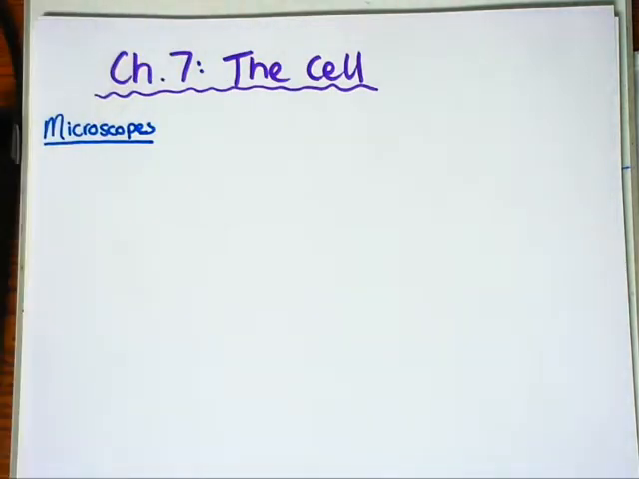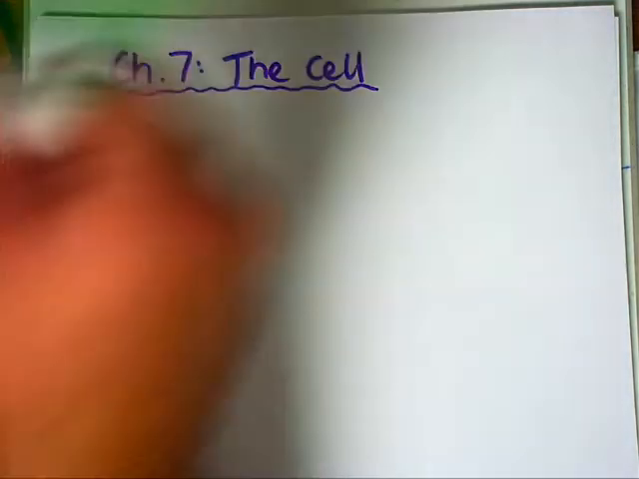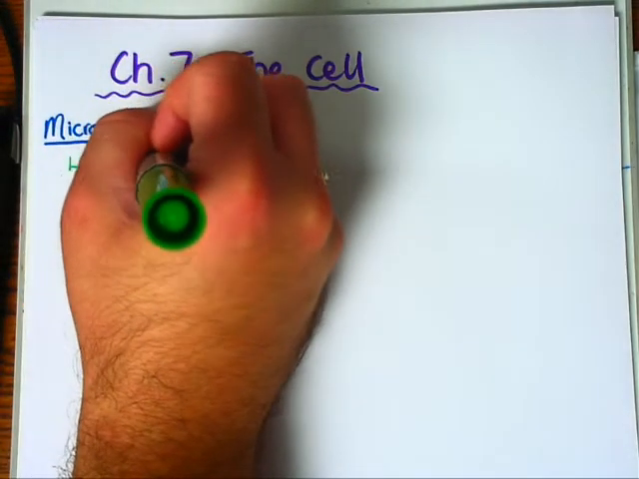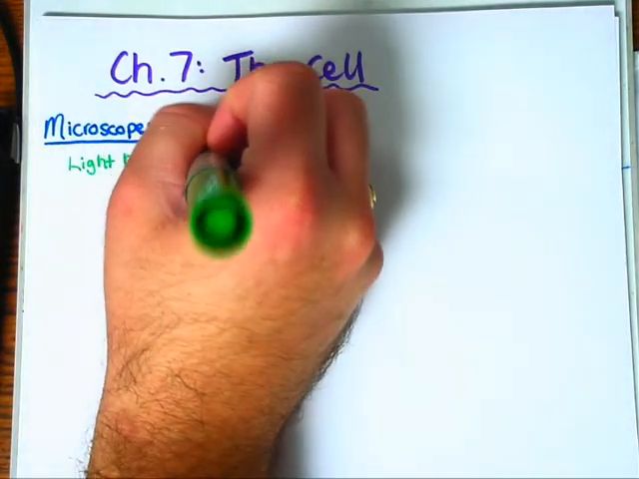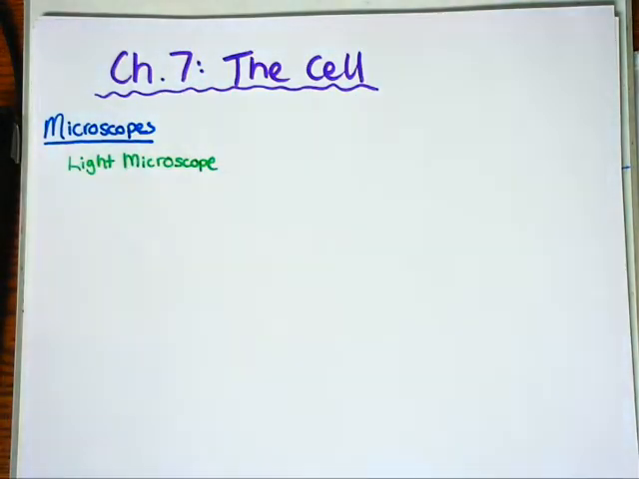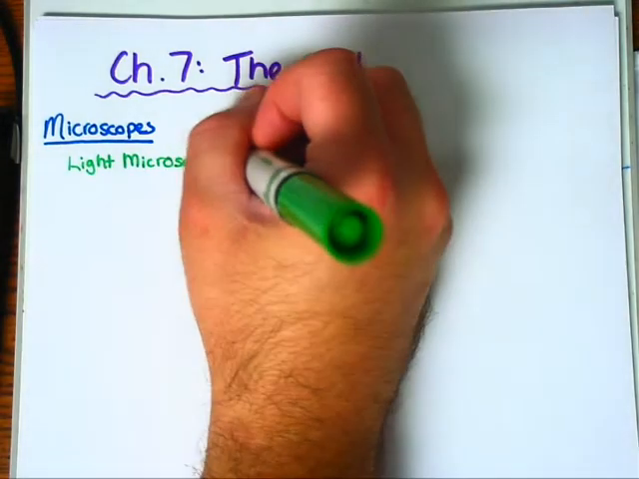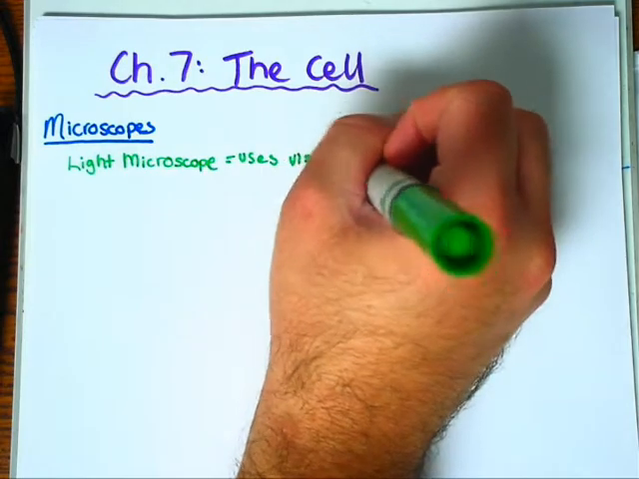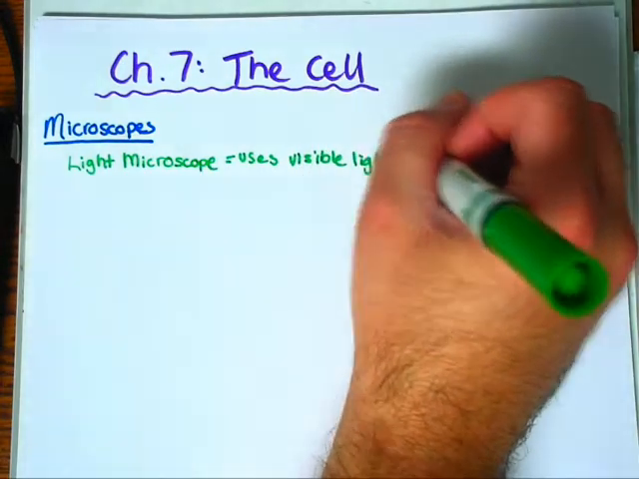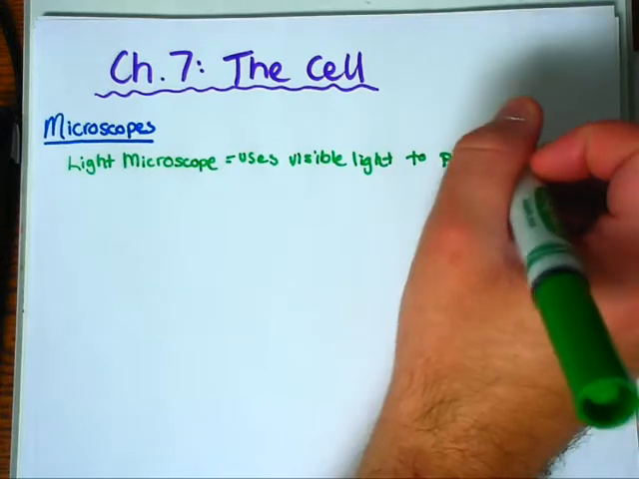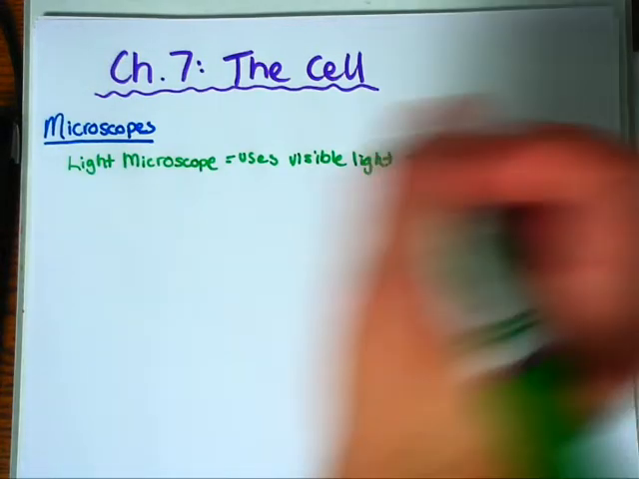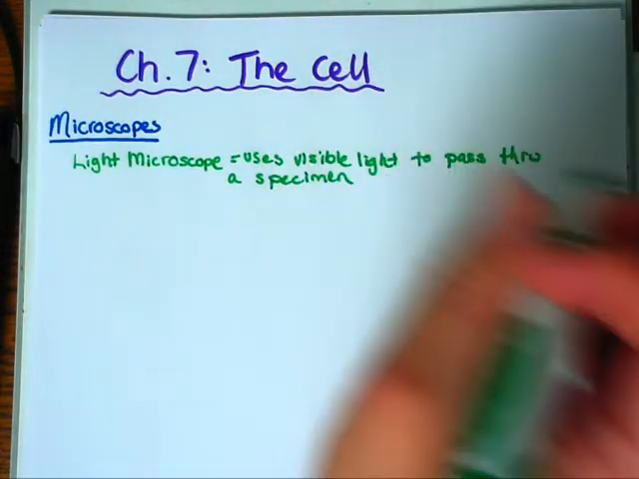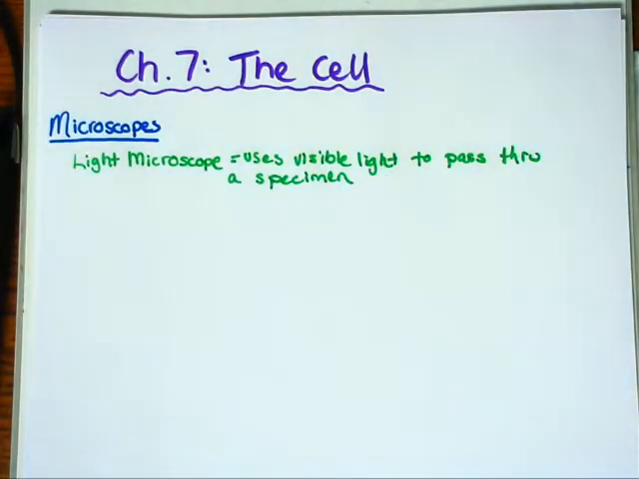One type of microscope is the basic light microscope, which of course uses visible light and passes it through a specimen. And of course there's magnification.